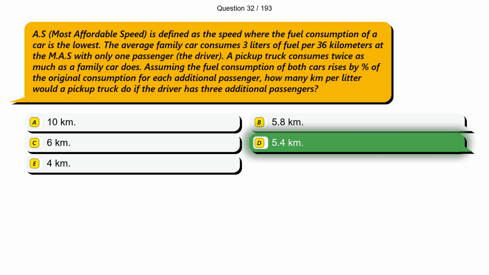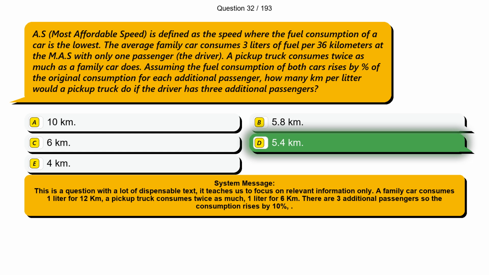The correct answer is option D, 5.4 kilometers. This is a question with a lot of dispensable text. It teaches us to focus on relevant information only. A family car consumes 1 liter for 12 kilometers, a pickup truck consumes twice as much, 1 liter for 6 kilometers. There are 3 additional passengers, so the consumption rises by 10%.